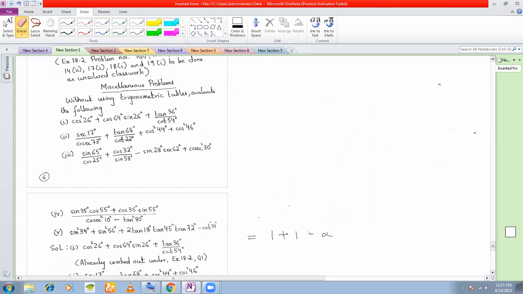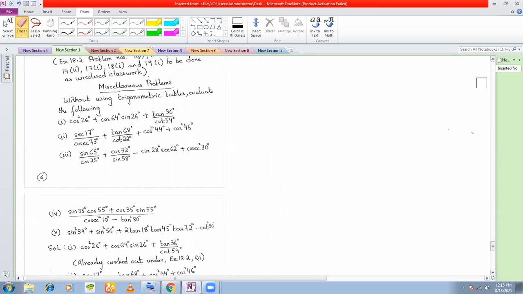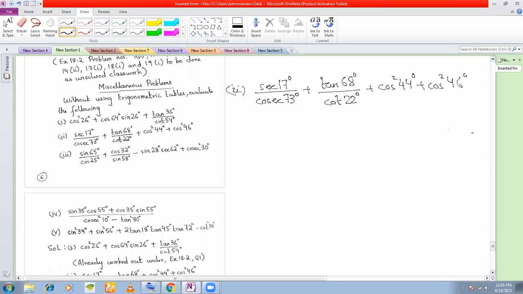One more and then we'll continue tomorrow. Number 2. Evaluate sec 17 degrees divided by cosec 73 degrees plus tan 68 degrees by cot 22 degrees plus cos square 44 degrees plus cos square 46 degrees.